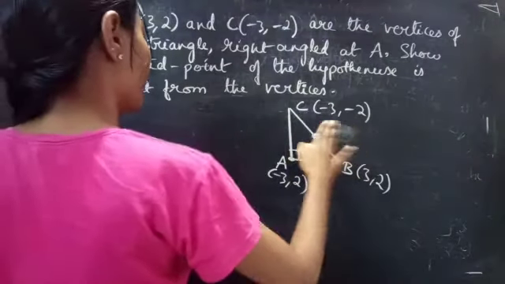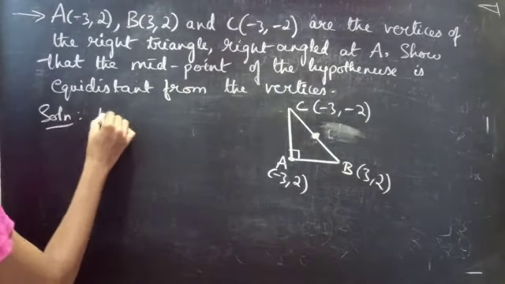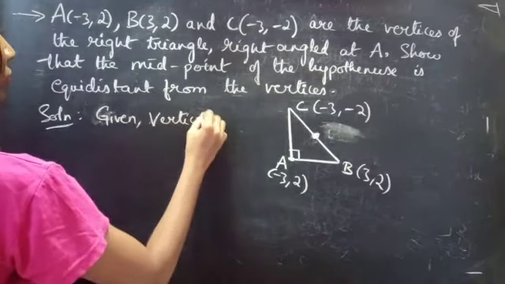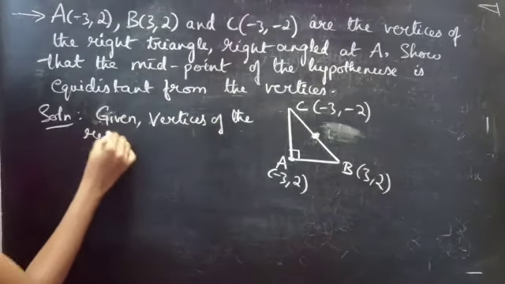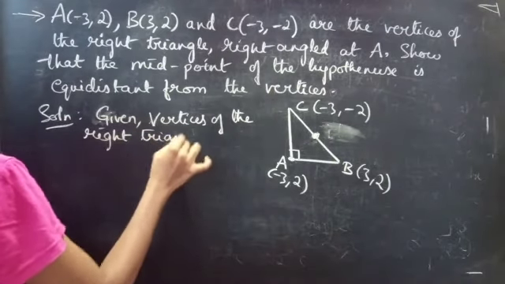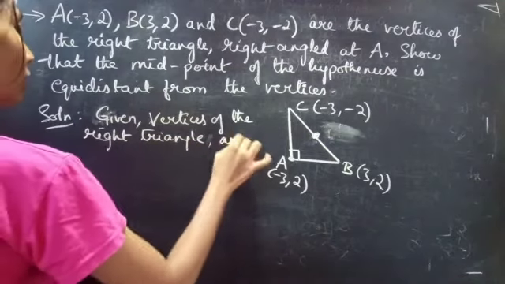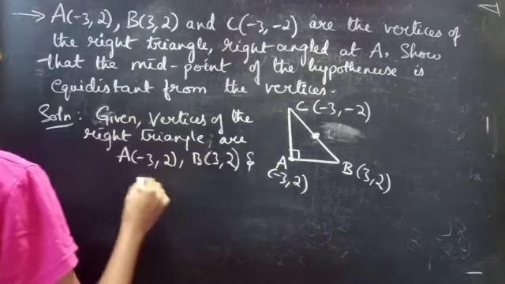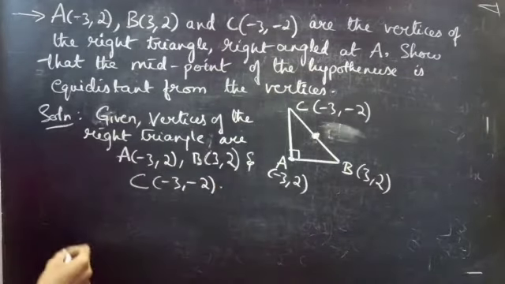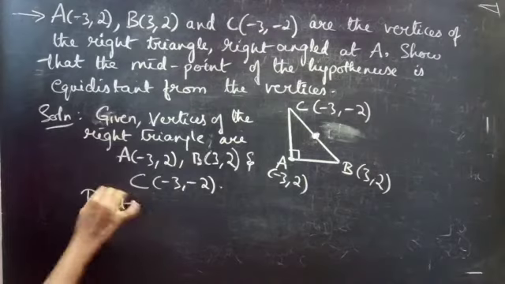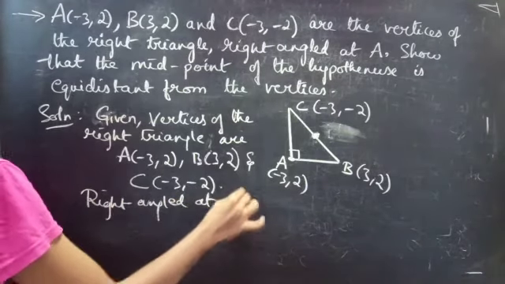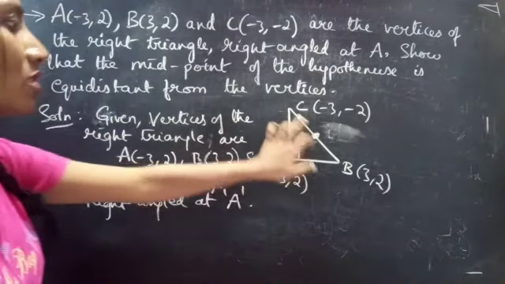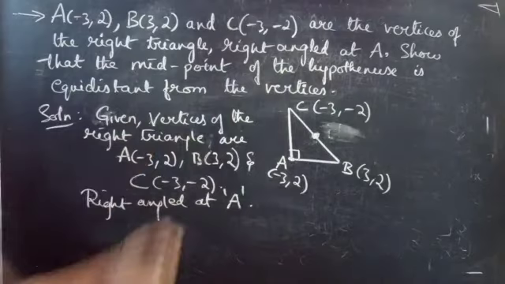Given the vertices of the right triangle are A(-3, 2), B(3, 2) and C(-3, -2), right angled at A. So here we have to show that the midpoint of the hypotenuse, which is BC, is equidistant from the vertices.